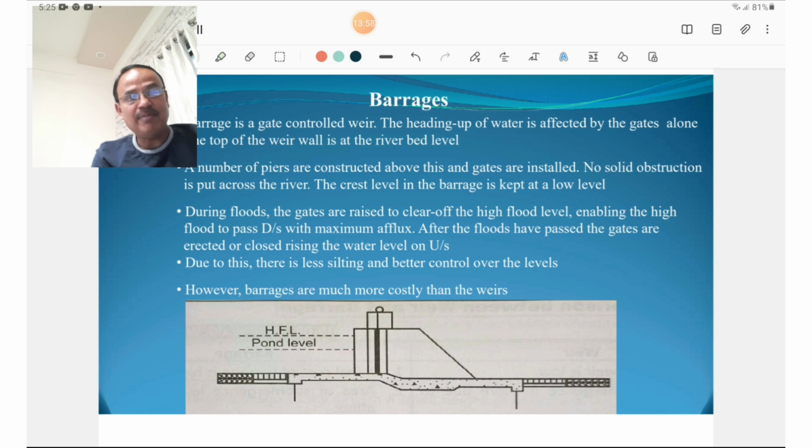The crest level in barrages is kept at a low level. During the floods, the gates are raised to clear the high flood level, enabling the high flood to pass to the downstream side with minimum afflux, which is important. After the flood has passed, the gates are closed, raising the water level on the upstream side. Due to this, there is less silting and better control over the levels. However, barrages are much more costly than weirs. So, if economy is the concern, we go for weirs. But if we want better control, we go for barrages. It depends upon the economy and also upon the functions.